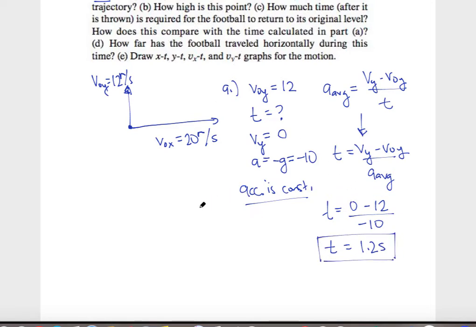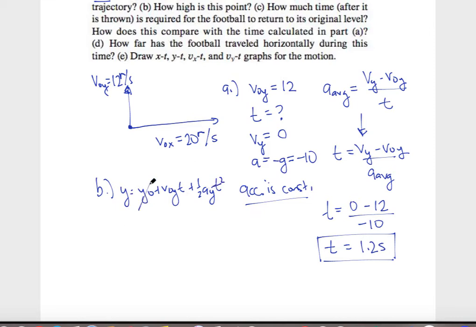Part B says, how high is this point? Now at this point we have some options. We could just go ahead and calculate how high it goes based off of the second kinematic equation. So we could go y equals y naught plus v naught y t plus 1/2 a y t squared, based off of our time that we just calculated.